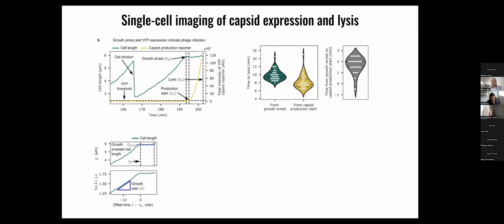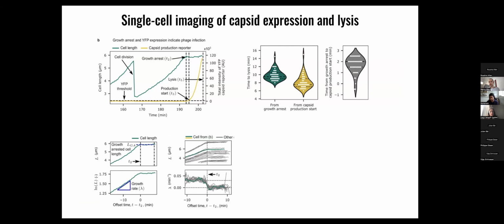Where was I? Yeah, I was here. One thing we first found was that this host takeover process, where the growth of the host continues exponentially until the phage takes over and the growth becomes zero, is actually quite reliable across infection events. Different cells here, we have plotted 23 of them, and you can see that they follow almost a similar pattern of growth before and after infection. Within 2 minutes, they go from full speed growth, consistent with a 22-minute doubling time, to zero growth.